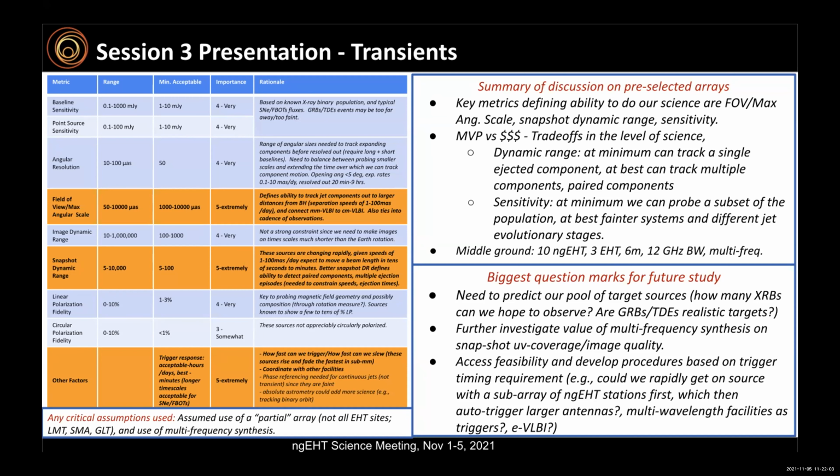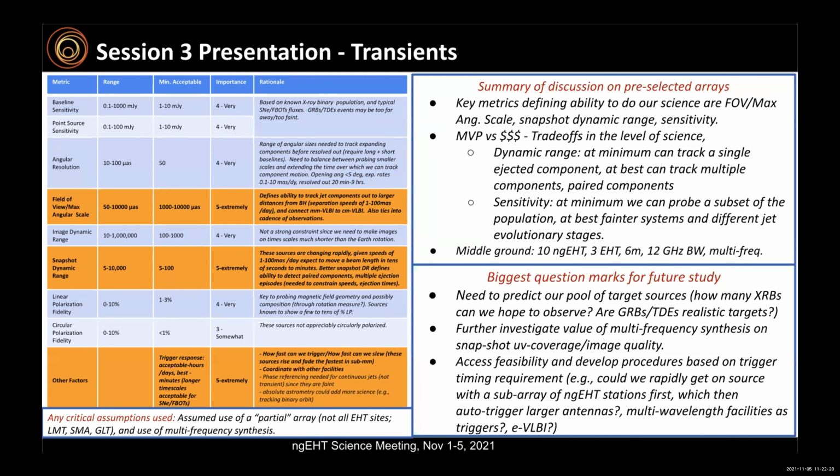So to give you an idea of the array parameters that we came up with, the middle ground array here was 10 ngEHT antennas, 3 EHT antennas, 6 meter diameter, 12 gigahertz bandwidth, and multi-frequency capabilities.